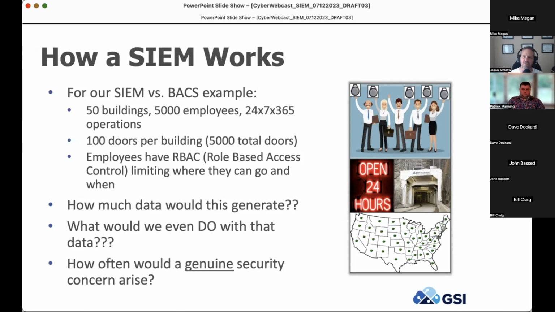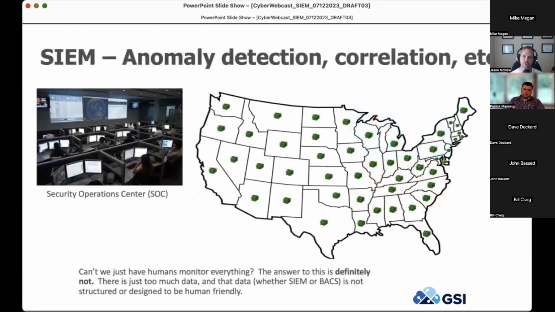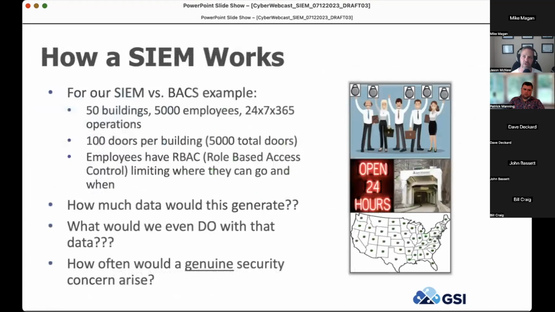And then let's just throw in, let's say there are 100 doors per building, internal and external. And then let's say the employees go to finance, operations, management, maybe engineering, and we keep the finance people in the finance areas, the engineering people in the engineering areas, and the security people in the security areas.